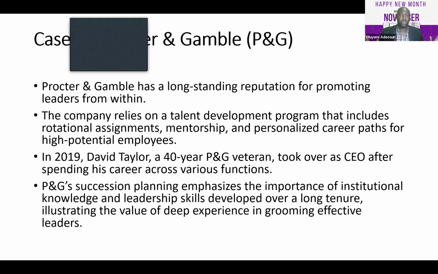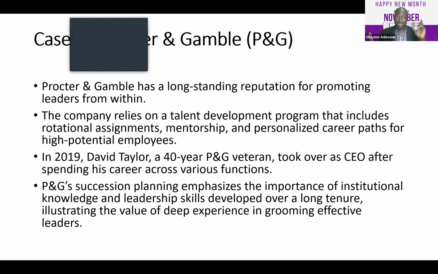In 2019, David Taylor, a 40-year-old P&G veteran, took over as CEO after spending his career across various functions. P&G succession plan emphasizing the importance of institutional knowledge and leadership skills. So you see here that you have talent development plan, rotational assignments, mentorship, personalized career paths for high potential employees.